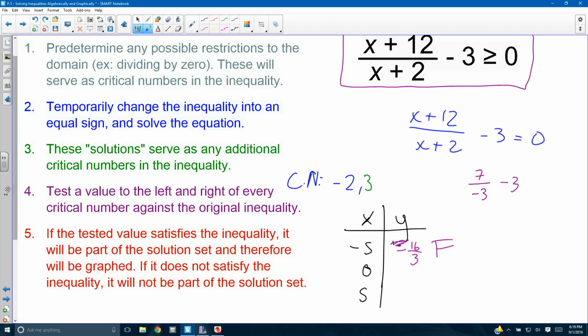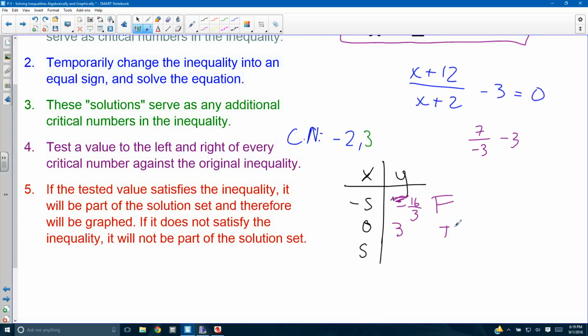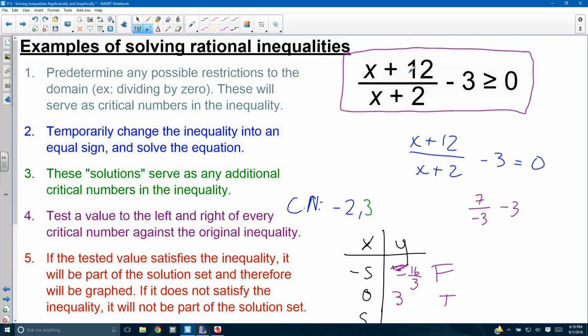Okay, let's test 0. 0 plus 12 is 12. 0 plus 2 is 2. 12 over 2 is 6. 6 minus 3 is 3. 3 is greater than 0. This is true. Let's test 5. 5 plus 12 is 17. 5 plus 2 is 7. So 17 over 7 minus 3.